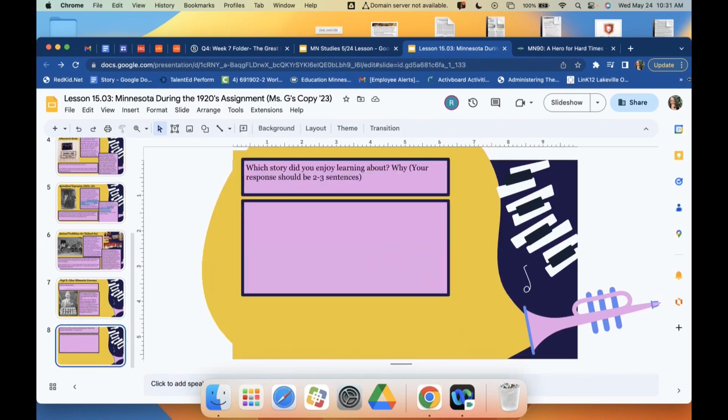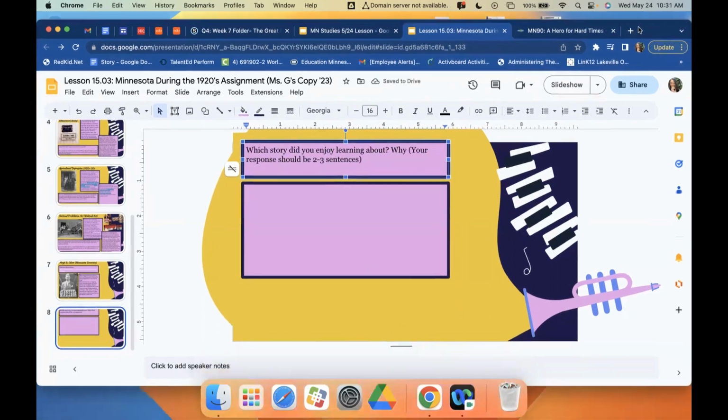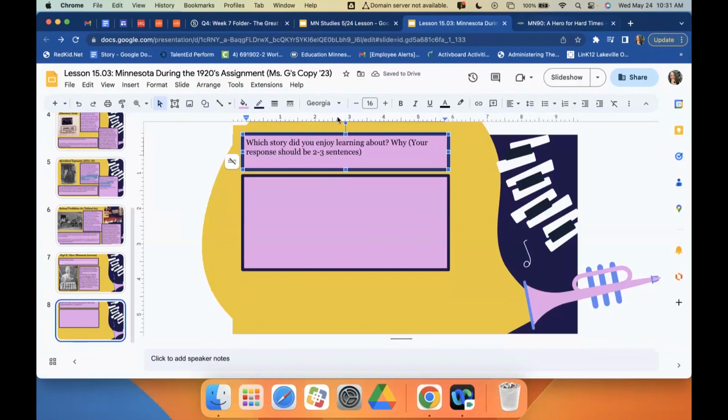And then the last slide to finish up here is which story did you enjoy learning about? Why? And your response should be 2 to 3 sentences. So I'm going to end the recording now.